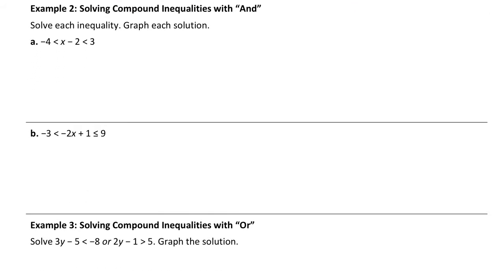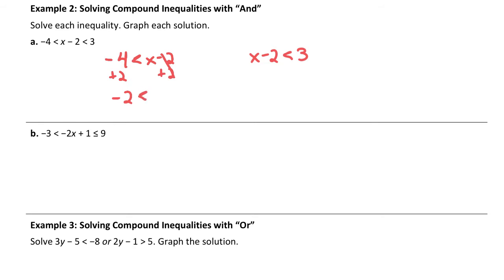So moving ahead, solving compound inequalities with AND. Here we actually have 2 inequalities written, and we are going to solve these 2 inequalities and then put them back together into an AND inequality. The best way to write this is as 2 separate inequalities. -4 is less than x minus 2, and then x minus 2 is less than 3. To solve this, I would add 2 to both sides. This would be -2 is less than x.